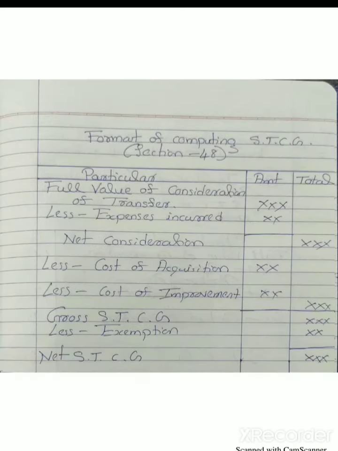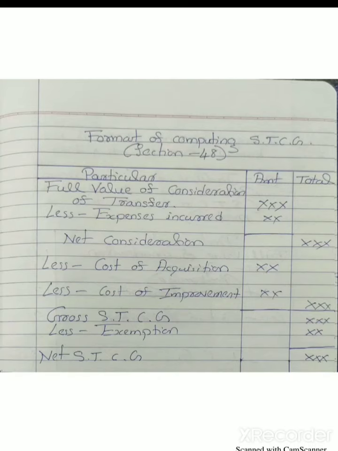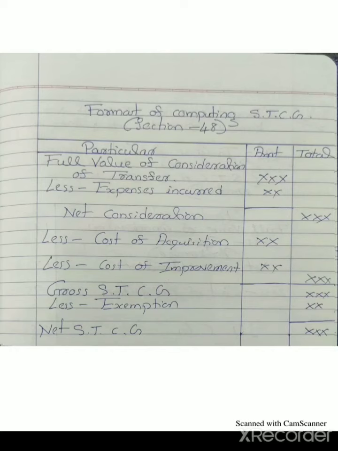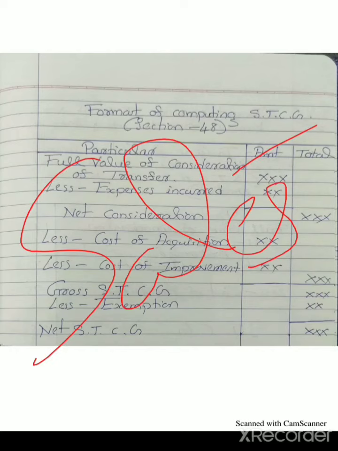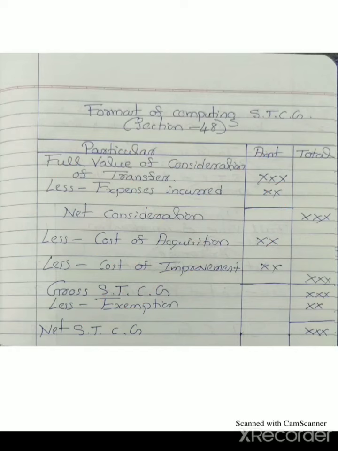So this is the format of computing short-term capital gain. Usually, under section 48 of the Income Tax Act 1961, this format is mentioned. First of all, we have to take the full value of consideration. That is nothing but the sales value.